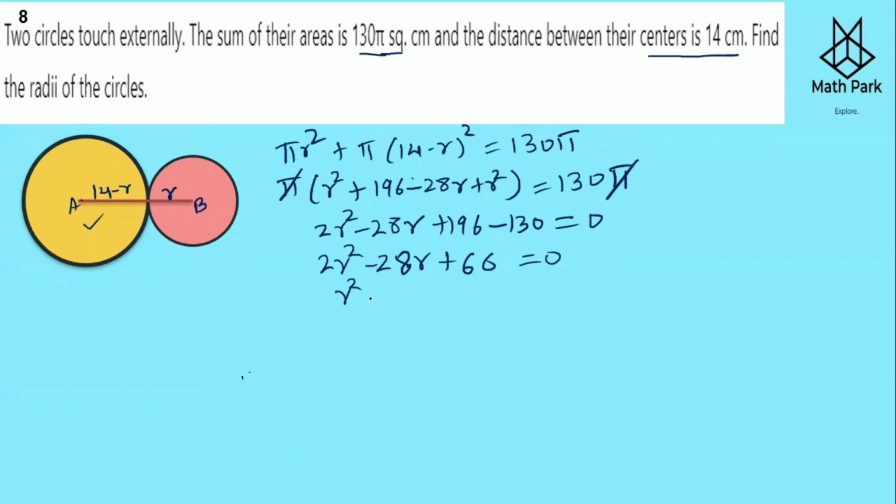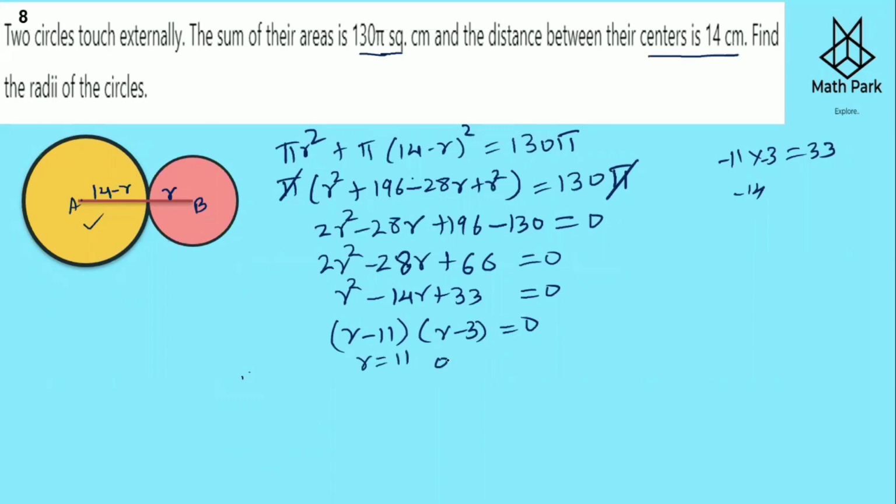Dividing throughout by 2, you get r square, 28 divided by 2 is 14r, plus 33 is equal to 0. Now you have 11 times 3 is equal to 33. So the factors are: minus 11 times minus 3 is 33, and minus 11 minus 3 is minus 14. So the factors are (r minus 11) and (r minus 3) is equal to 0. So you get r is equal to 11 or r is equal to 3, and we know that the sum of these two is 14. So let us take the radius of the bigger one as 11 and the radius of the smaller one as 3. The radii are 11 centimeter and 3 centimeter.